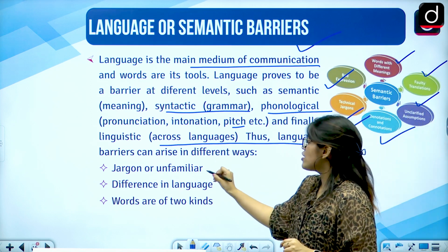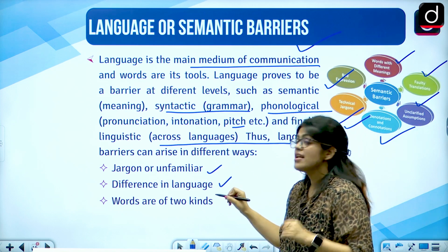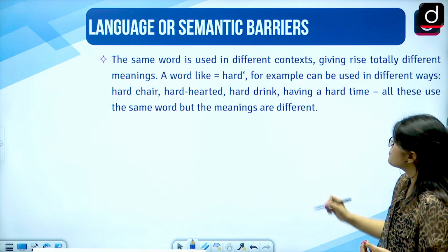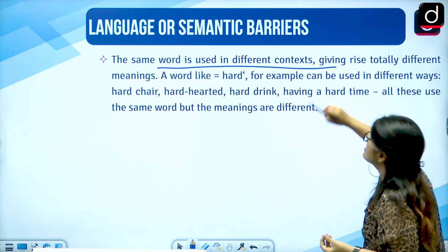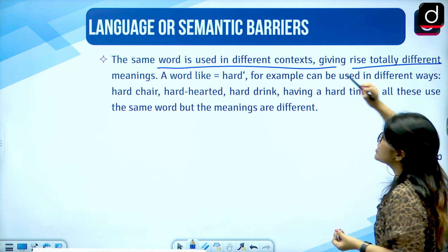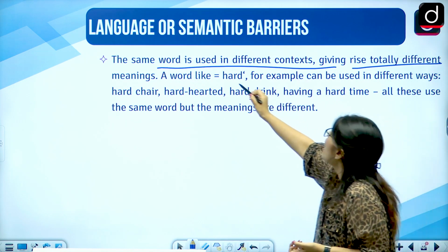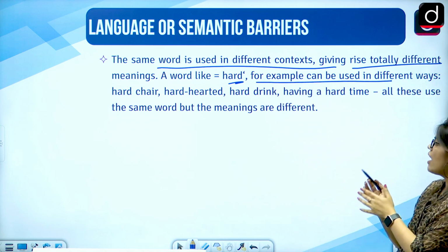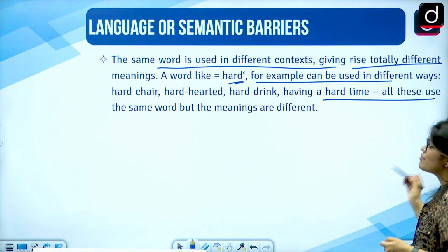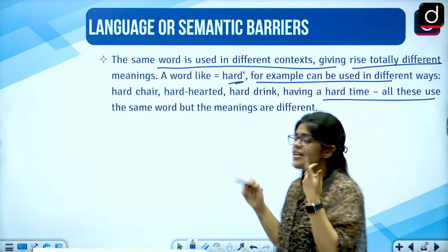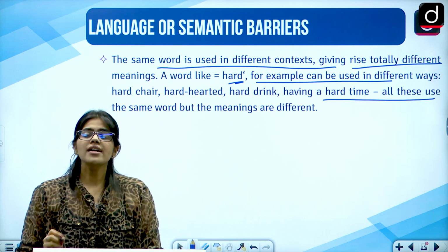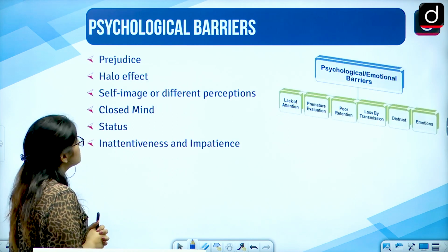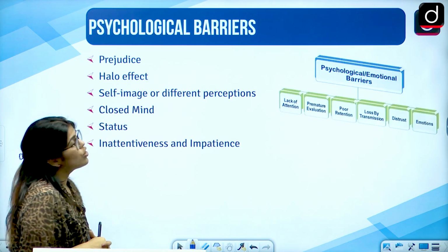There can be jargon or unfamiliar words, differences in language, or there can be words of two kinds. The same word is used in different contexts, giving rise to totally different meanings. A word like hard, for example, can be used in different ways: hard chair, hard heart, hard drink, having a hard time. All of these have different meanings attached to them, right? So these are the different semantic barriers. I hope you understood.